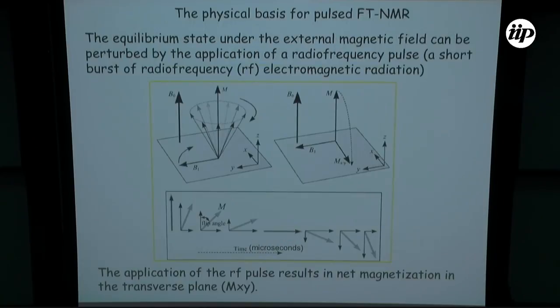Okay, so the way you do the experiment now is, obviously, you don't see anything because you have an equilibrium system. What you do is you apply a radio frequency pulse, okay? And you do it orthogonally to the magnetic field. So, in this plane, this is the z-axis, so this is the xy plane, okay?